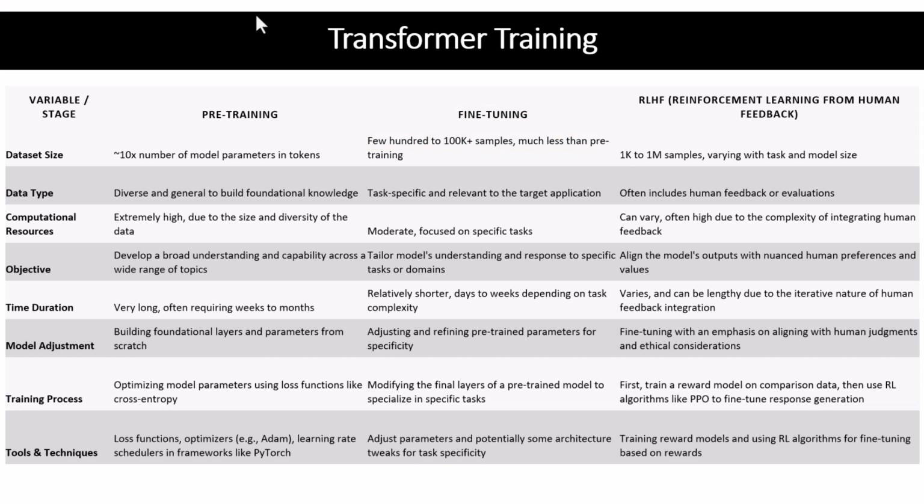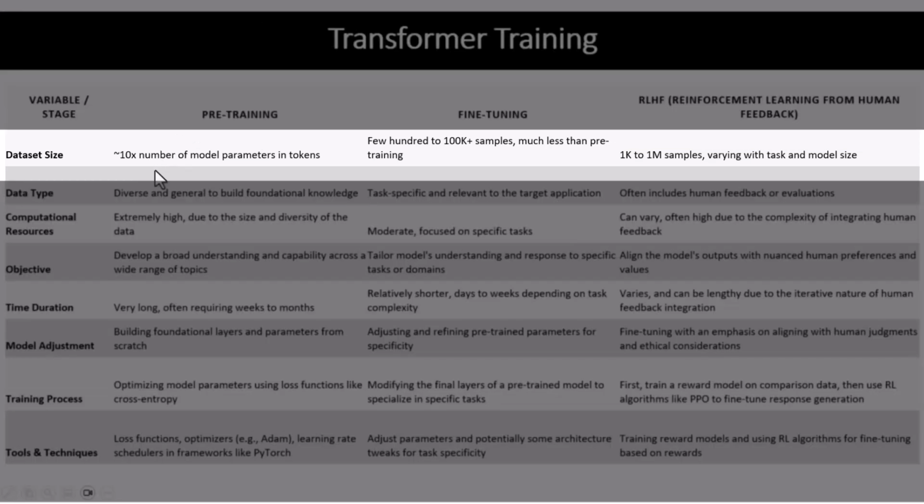Finally, in stage 3, which is in many cases optional, we do the alignment with human preferences. This is also known as RLHF or RLAIF. So let's review each one of these stages one by one.